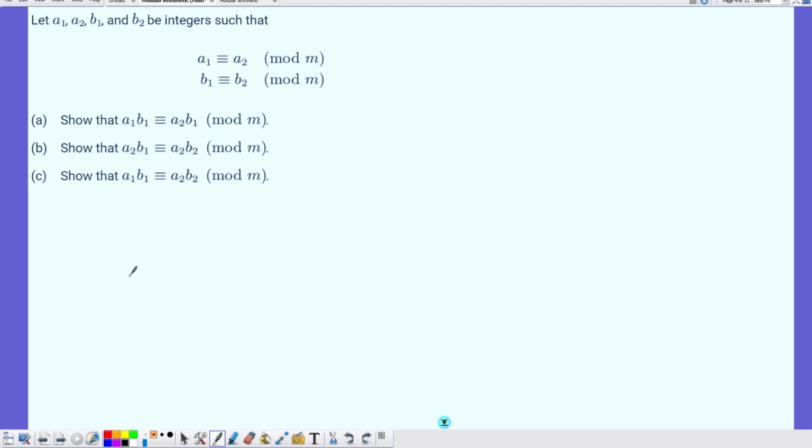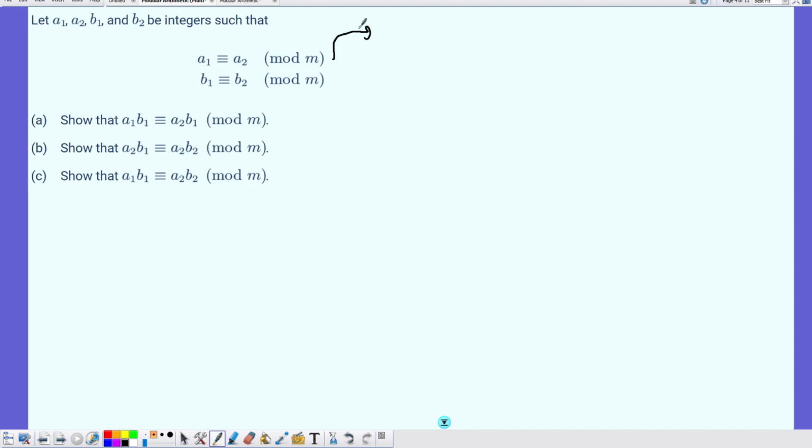Part B asks us to show that A2 times B1 is congruent to A2 times B2 mod M. And then finally, the big part that we're working for, the massive part of the problem, is that we want to show that A1 times B1 is congruent to A2 times B2. Basically, that if I have two numbers that are congruent mod M, those products will always be congruent mod M. So, as always, let's begin with some exploration of what we know.